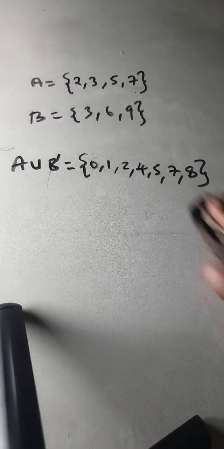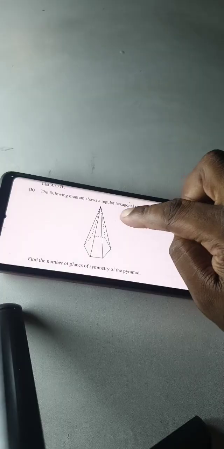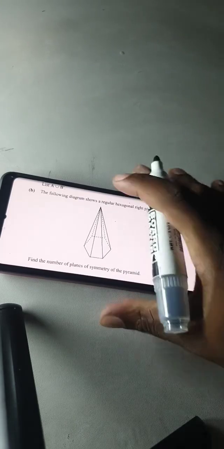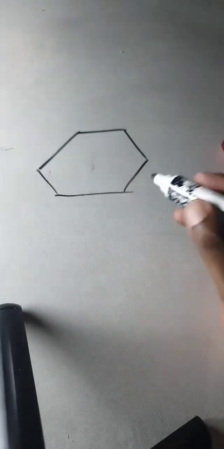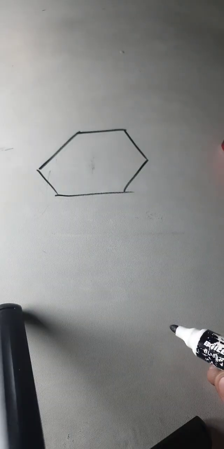Ladies and gentlemen, we proceed. Then we have this one. It's saying the following diagram shows a regular hexagonal right pyramid. Find the number of planes of symmetry of the pyramid. Number of planes of symmetry of the pyramid. Hexagon. Okay, it's not that accurate, but yeah.